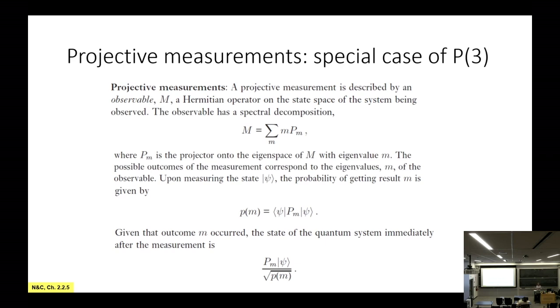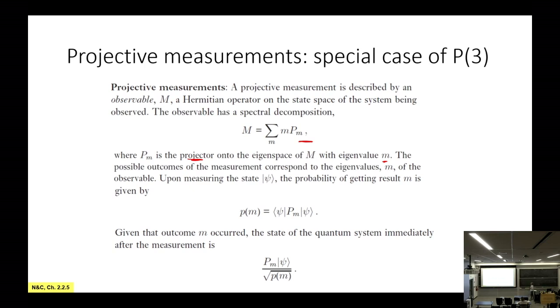And it's about projective measurements, which are a specific type of measurement where you're dealing with an observable M that's a Hermitian operator. And the state of the system being observed is therefore a lot more restricted. So the observable has a spectral decomposition, as we talked about last class. So M equals the sum over the measurement outcomes little m, times P of M, where P of M is something we call the projector onto the eigenspace of M, and the eigenvalues are little m. So the possible outcomes of the measurement correspond to the eigenvalues, which are the little m's.